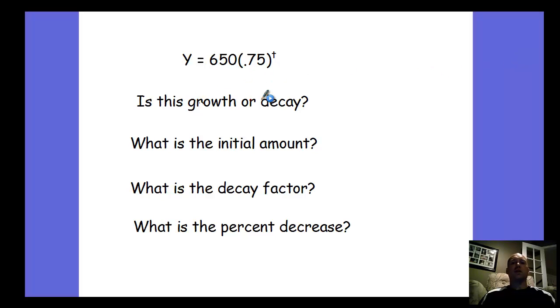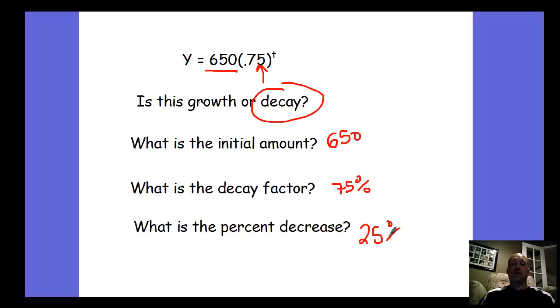For this one here, we're going to have a decay because the base is less than 1. The initial amount here is 650, the starting value. Our decay factor is 75%. So what's our decrease? 1 minus 0.75, which is 0.25. We lost 25%, so we have 75%.